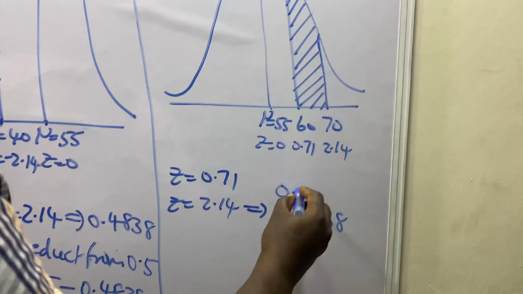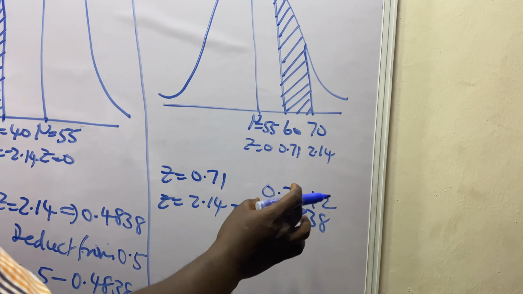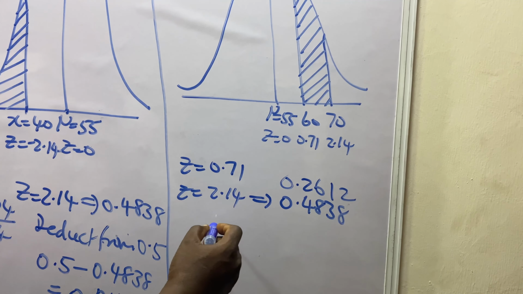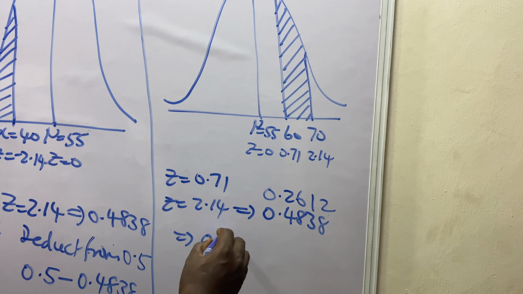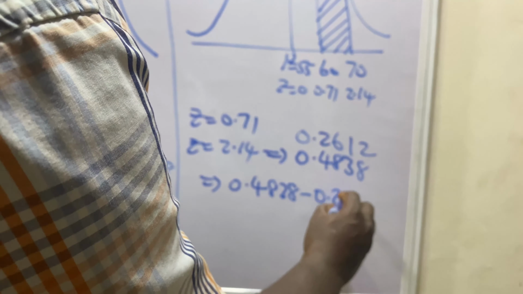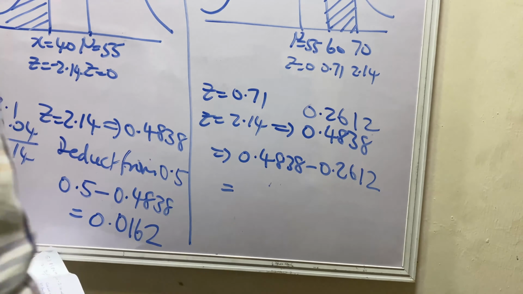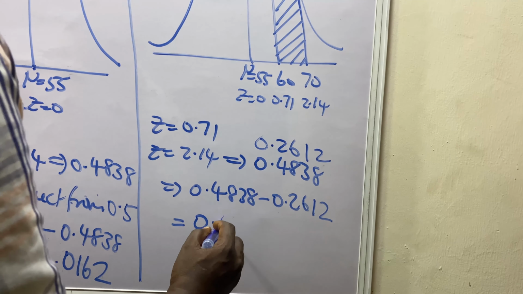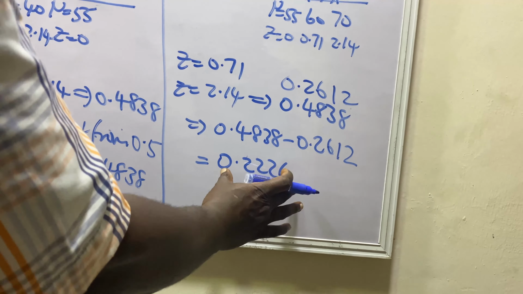So let's go back to our workboard and have this. We have 0.2612. So what do we do with this value? I said we're going to deduct the smaller from the bigger one. So the answer will be 0.4838 minus 0.2612. So our answer will be 0.2226.